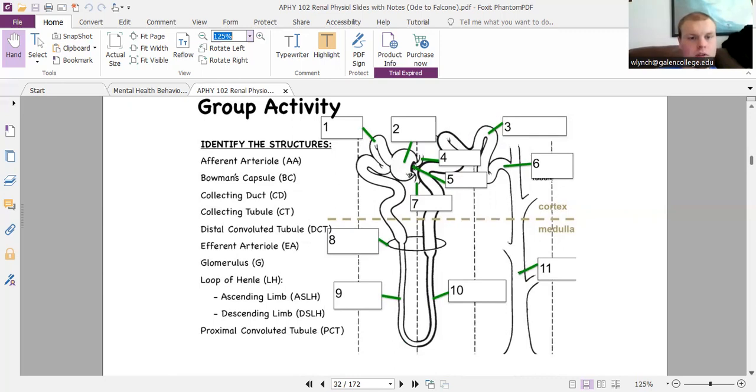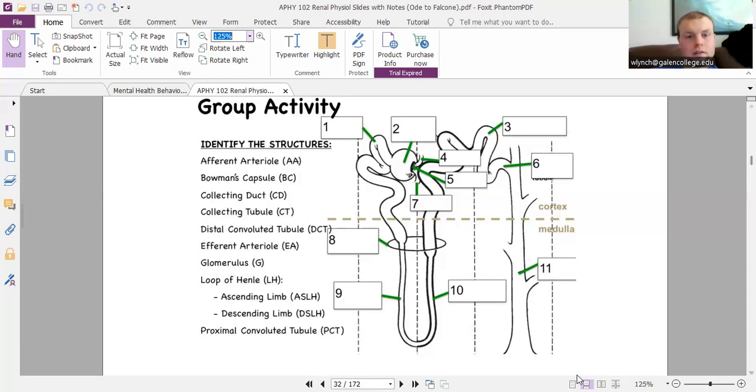Number 5 is going to be, actually, I think, yeah. 5 is going to be the glomerulus. 2 is actually Bowman's capsule, or the capsule space. 6 is going to be the collecting tubule. 7 is going to be the efferent arteriole. 8, we have the loop of Henle. 9, we have the descending limb. 10, we have the ascending limb. 11, we have the collecting duct.